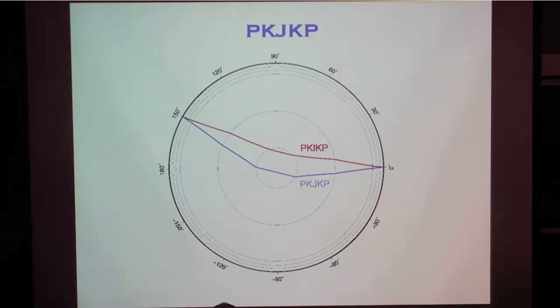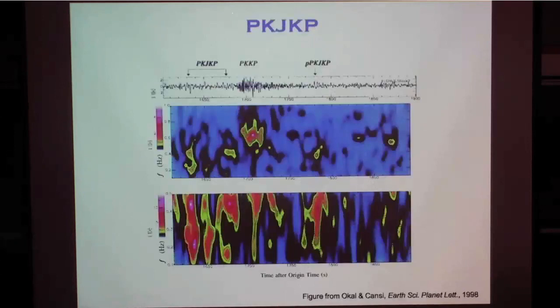The first one is sadly in black and white, so I'm not even going to show it to you. This is the second attempt to see PKJKP. What we're seeing here is a seismogram stack on the top, and we're seeing those seismograms inspected as a function of frequency on the brightly colored panels. The bottom brightly colored panel is a zoomed-in portion of the top brightly colored panel. PKJKP is predicted to arrive in this time window.